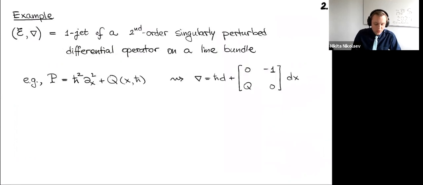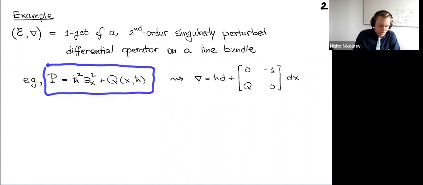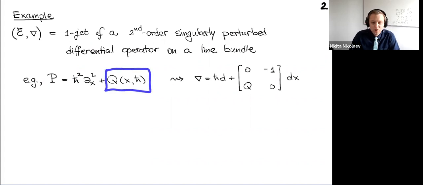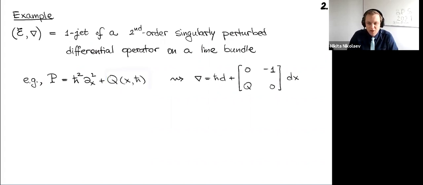Okay. So an example. Probably the example that you're most familiar with is the Schrödinger equation. If you look at this differential operator, that's a second order differential operator. You can see there's an h bar in front of the derivative. And of course we have the potential, which is literally a function now, a function of x, and in principle also a function of h bar.